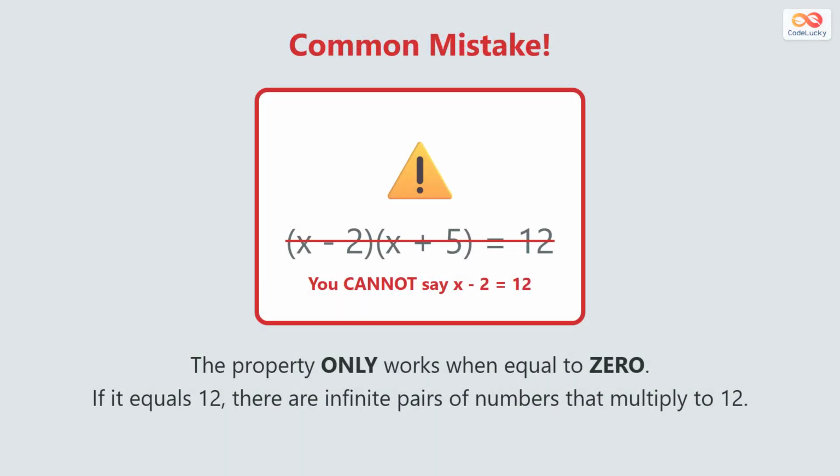Be very careful to avoid this common mistake. If your equation equals 12, or any number other than 0, you cannot just set the factors equal to 12. This rule only works for 0. If two numbers multiply to 12, they could be 2 and 6, 3 and 4, or even 1 and 12. We don't know for sure. It must equal 0.